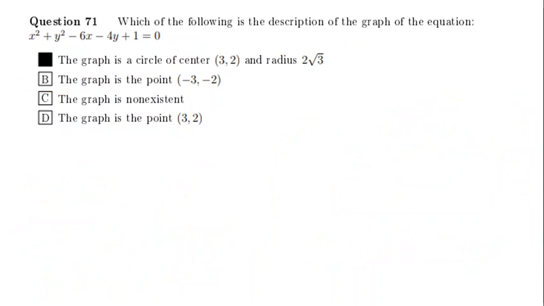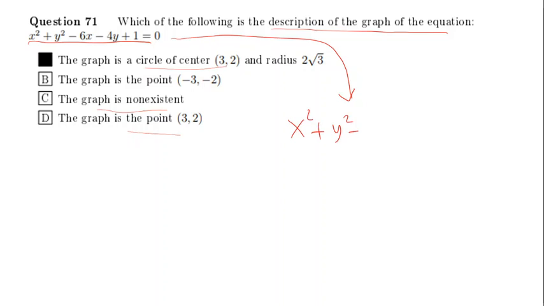Which of the following is the description of the graph of the equation? Look at this general equation and try to figure out what it represents. Does it represent a point, or does it not exist, or is it a circle with a radius? An easy way of doing it is this. If you don't have 0 on one side, you have to make it 0. That's one important thing.